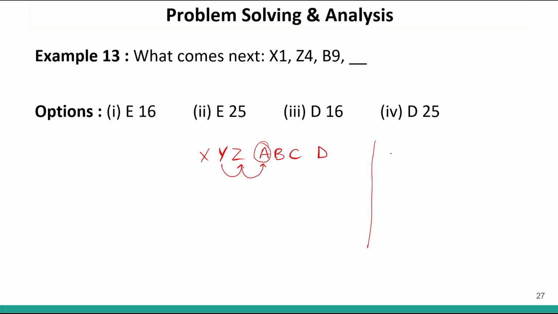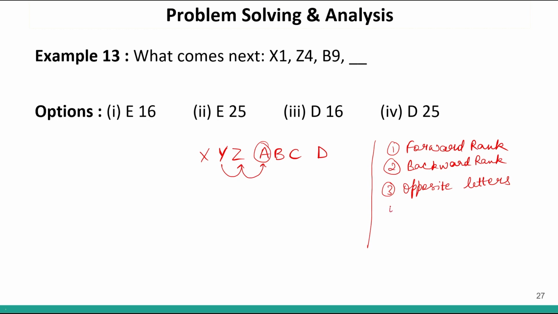So we discussed 4 concepts. First was forward rank. Then we discussed backward rank. Then we discussed opposite letters. And then we discussed the concept of loop. Correct? So these 4 concepts come very handy whenever we deal with sequences, whenever we deal with coding, decoding. These 4 you should know by heart. Okay.